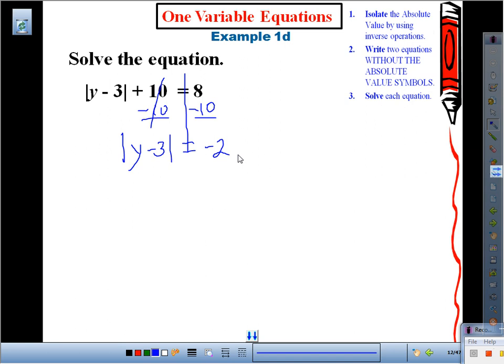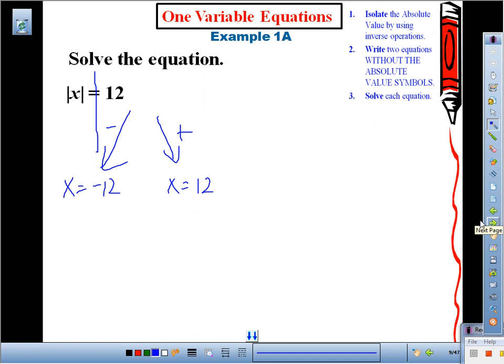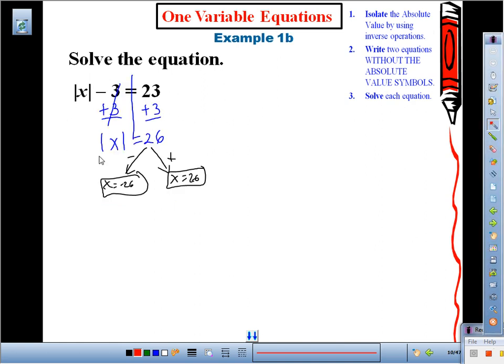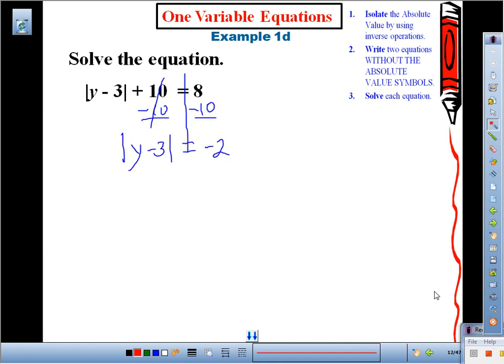Now before I continue from there, let me go to the previous ones. Let me make a point to make sure you got it. Notice the absolute value is by itself here, yes? And it's equal to a positive number. Do you guys notice that? How many solutions did we get? 2. Here, absolute value is by itself. We ended up with a positive number here. How many solutions at the end? 2. Here, we have absolute value by itself. What number do we have here? A positive. How many solutions? 2.